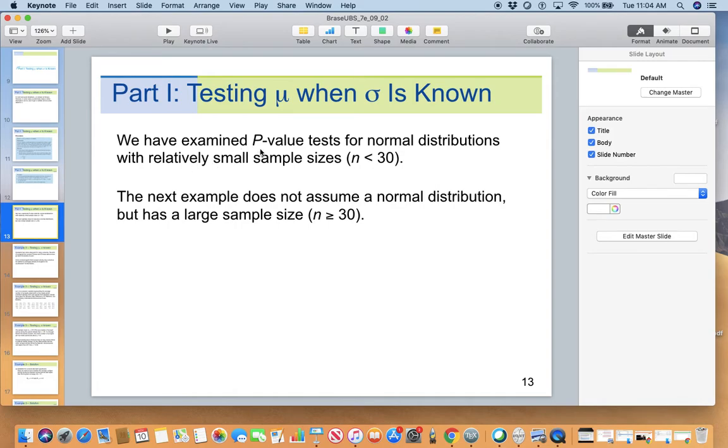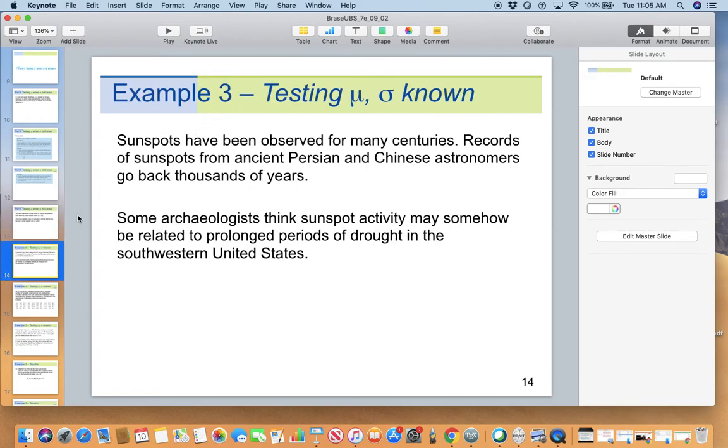Now, we have examined p-value tests for normal distributions with relatively small sample sizes. The next example does not assume a normal distribution but has a large sample size. So they are talking about p-value tests. In our previous section, we worked with a normal distribution where sample size n was less than 30. Okay, but now you don't assume a normal distribution, and therefore you need a sample size of at least 30. Okay, so this is example 3, which we will come to in our next video.